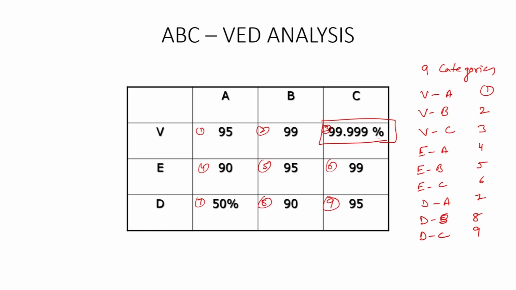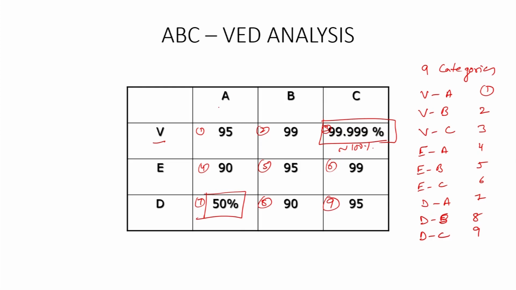It is a C class item. The total annual usage value is very small because of the low unit price or low demand, but if the item is not there, that will make your operations stand still. So, there should not be any shortage, you should have almost 100% service level for these kinds of items.